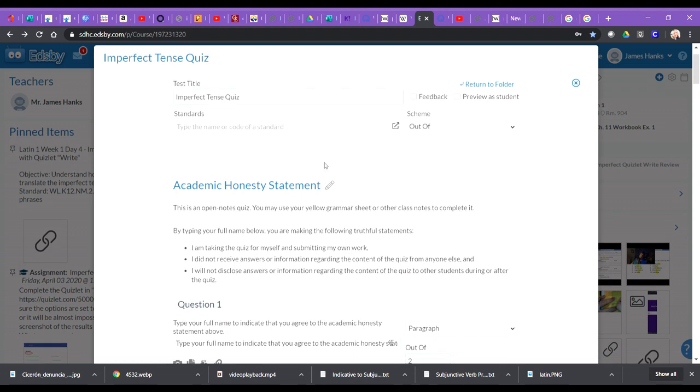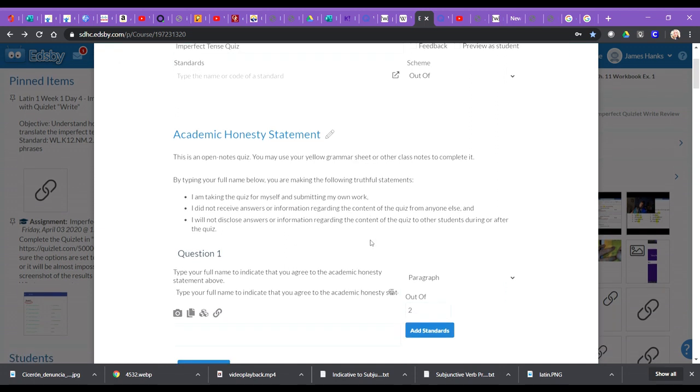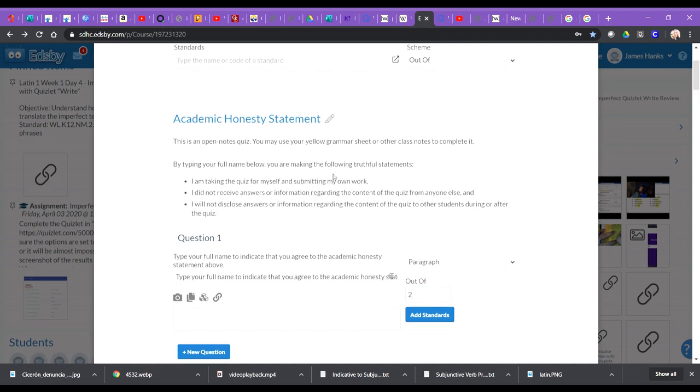It's open notes, so I would sit down, make sure you have your yellow grammar paper out, and have a blank sheet of paper too. You can write down all the charts on the blank sheet of paper, and then when you answer the questions, which aren't in chart form, it'll just be a lot easier to organize.